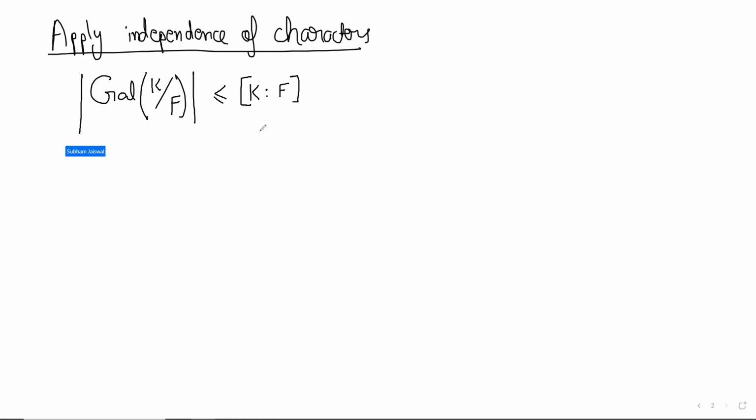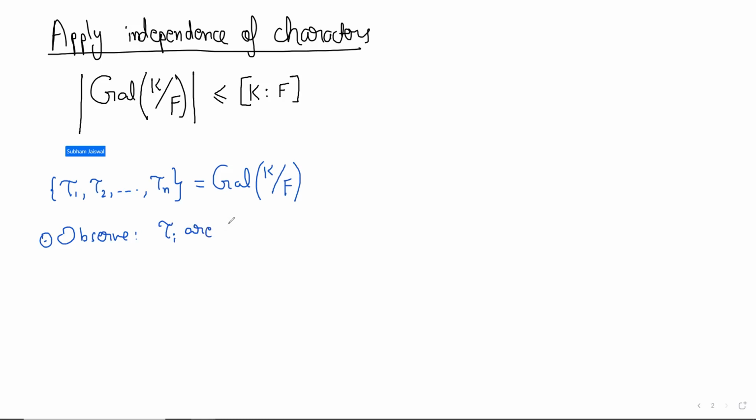This is just linear algebra. I mean, everything is over fields and vector spaces. So again, this is just saying that there are not too many characters. First of all, if I write tau 1, up to tau n, I'm just copying from the book, first observe that these tau i are characters.